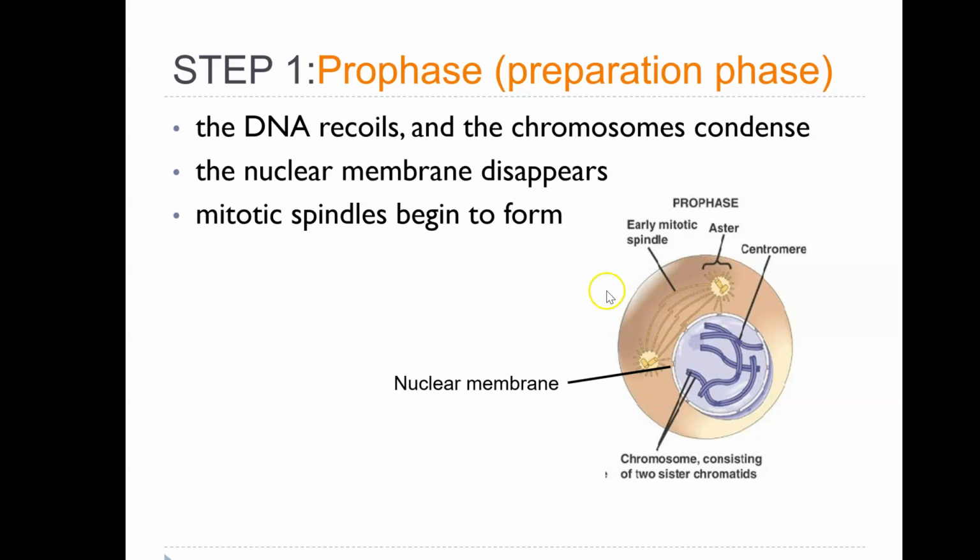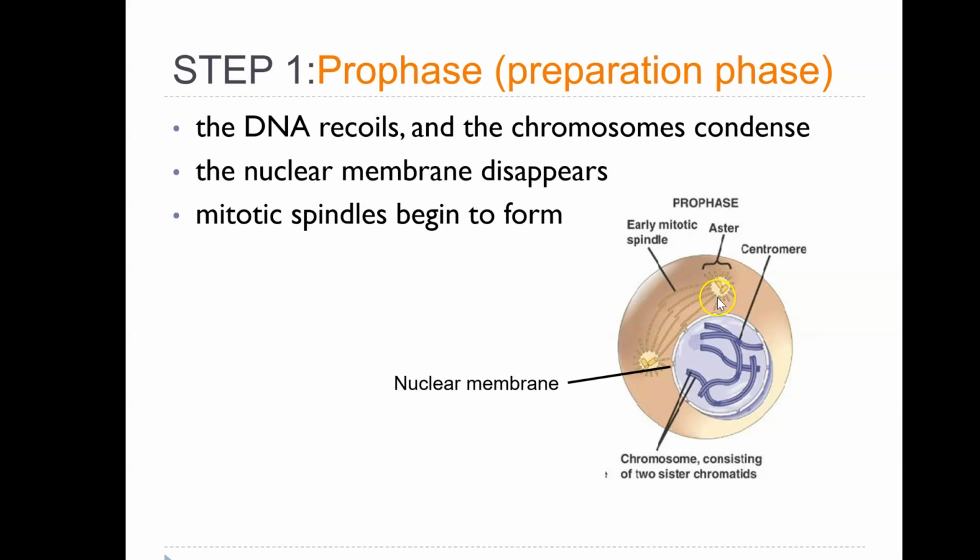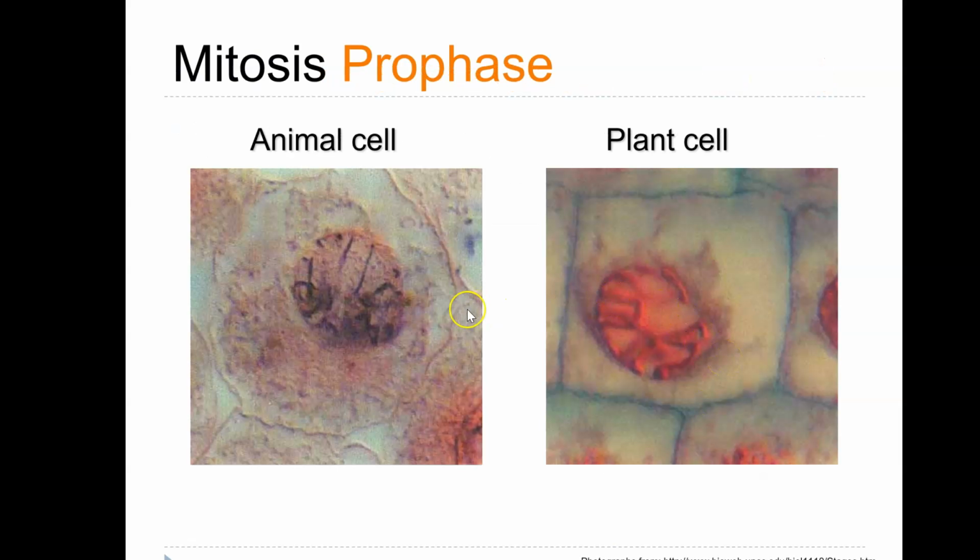The nuclear membrane disappears and the mitotic spindles begin to form. These are called the centrioles. Okay, and these are the spindle fibers that form from the centrioles, and as the nuclear membrane disappears, they will attach to those centromeres, and they will be responsible for pulling those double-stranded sister chromatids apart eventually. So you can kind of see that happening in these diagrams here of animal versus plant cell.